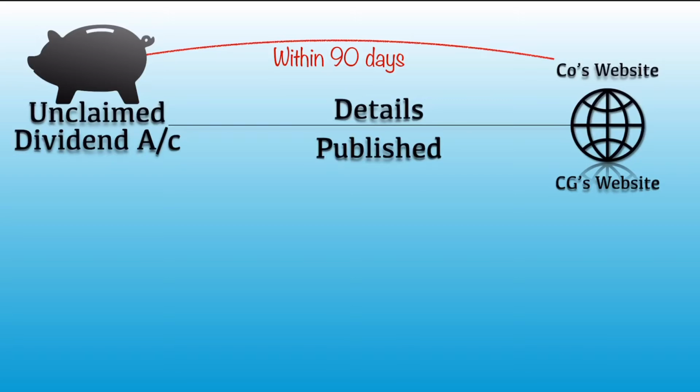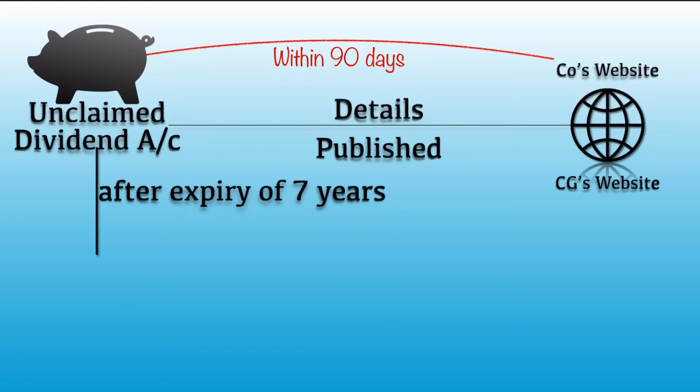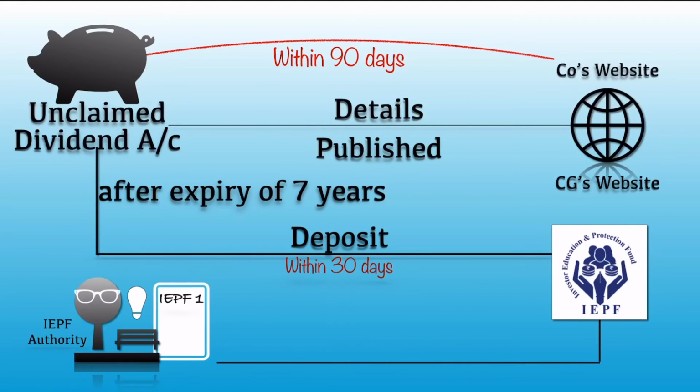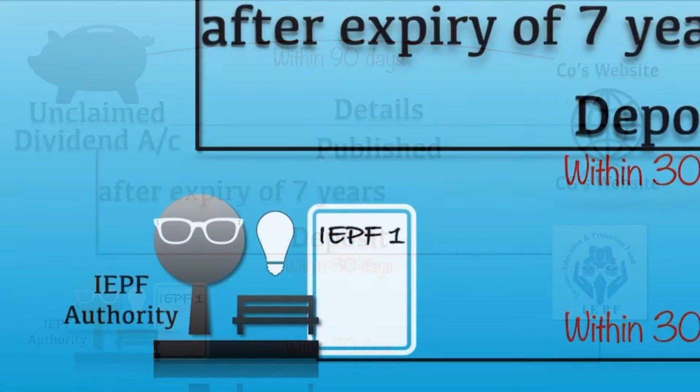Amount present in unclaimed dividend account after expiry of 7 years should be transferred to Investor Education and Protection Fund within 30 days, and after deposition into IEPF, company shall file IEPF 1 to IEPF authority within 30 days.